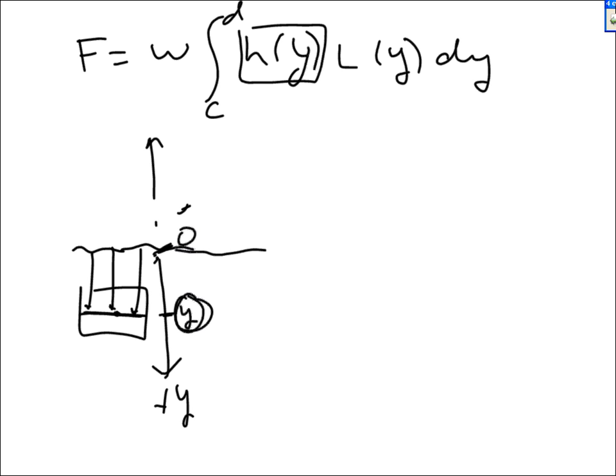H of y, if you label and put the axes in an intelligent way, h of y is just going to be y. Now, what's L of y? You don't have to have a rectangle here. What if you have a triangle? L stands for length.